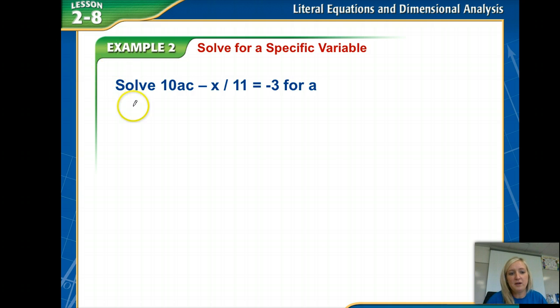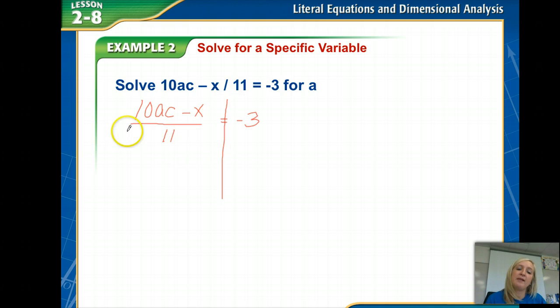In this example, we have 10ac minus x divided by 11 equals negative 3. So in this case, I'm going to draw my line down the equal sign. I'm going to get rid of this 11 right off the bat, and I have 10ac left on this side minus x equals negative 3 times 11, which is negative 33.